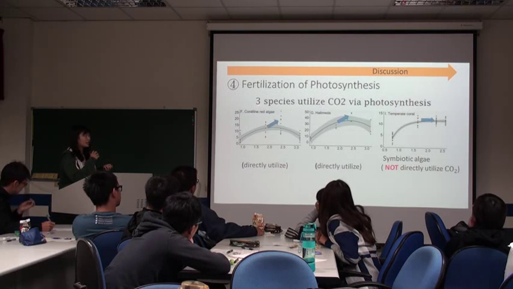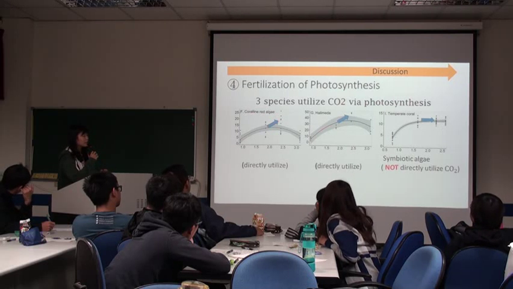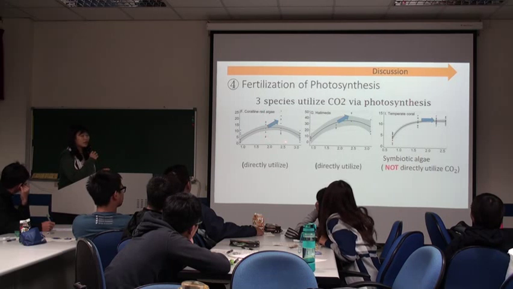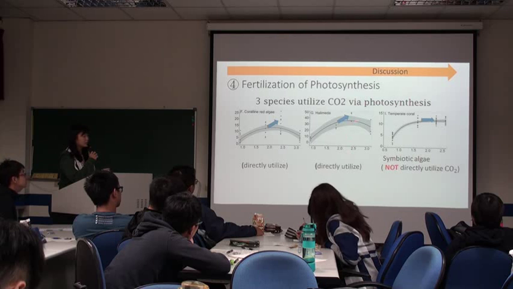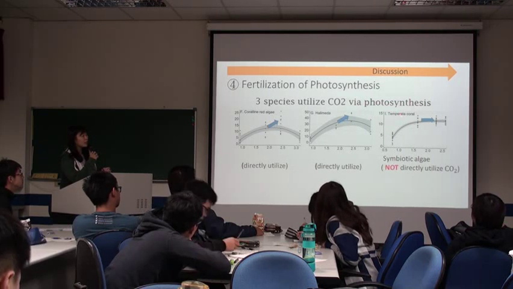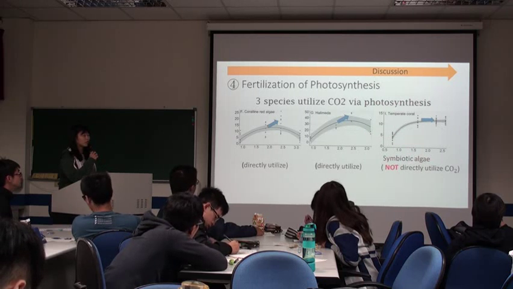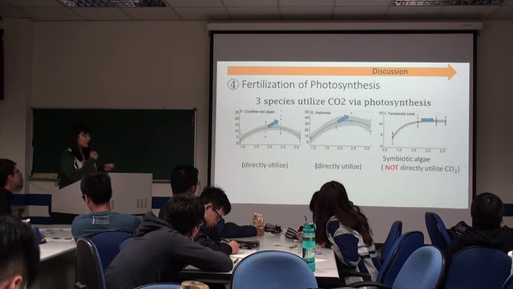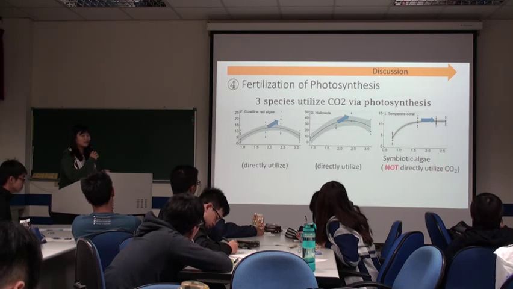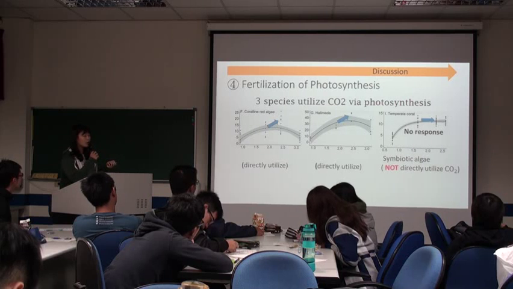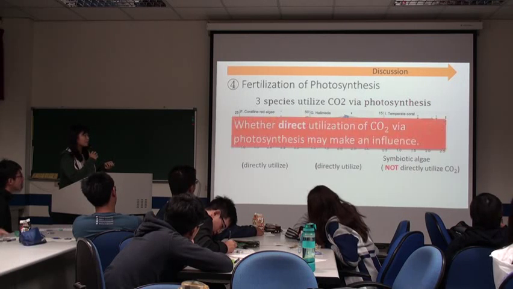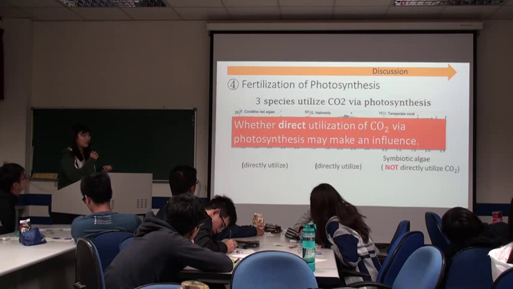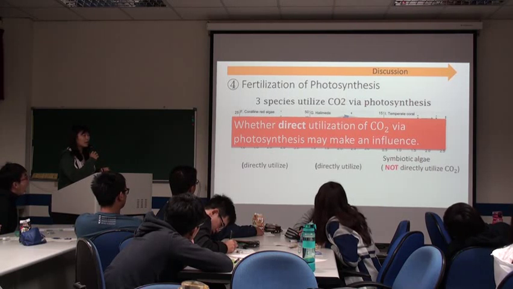Number 4 is fertilization of photosynthesis. We can see the left 2 species directly utilize CO2 via photosynthesis, and they show an increase under the intermediate level, like this. The right one is a temperate coral, which contains symbiotic algae. It does not directly utilize CO2, and it shows no response under the same pressures. So we know whether direct utilization of CO2 via photosynthesis may have an influence.